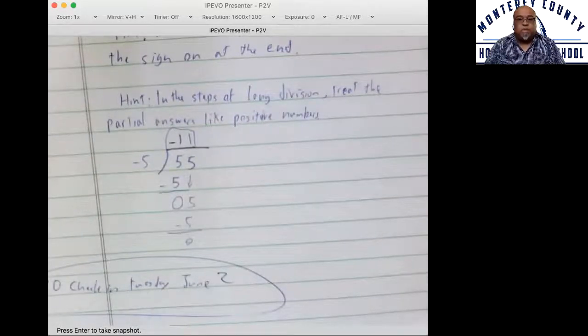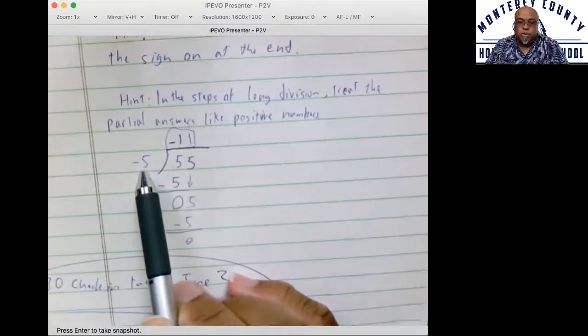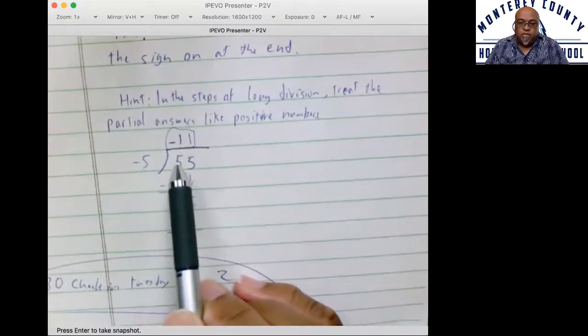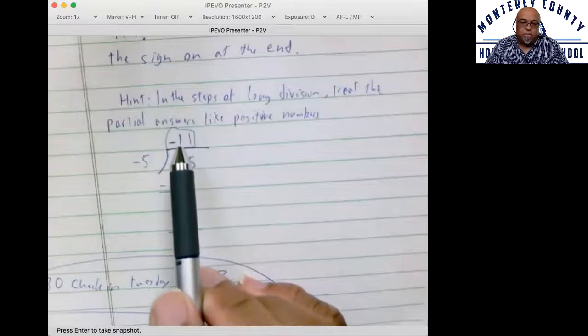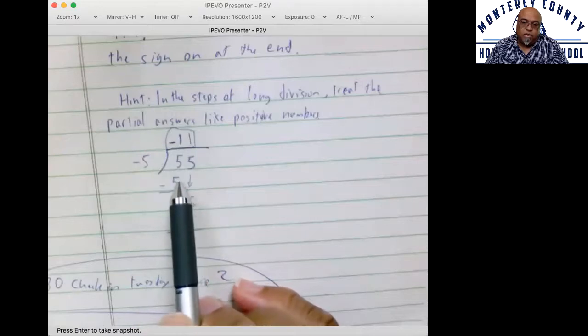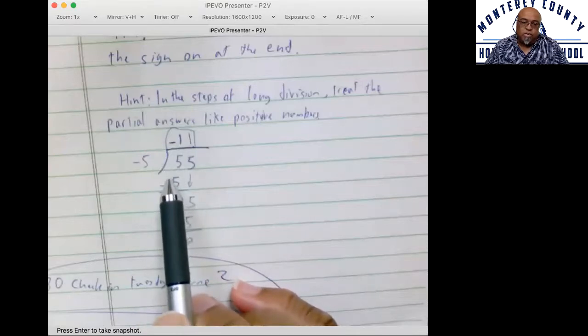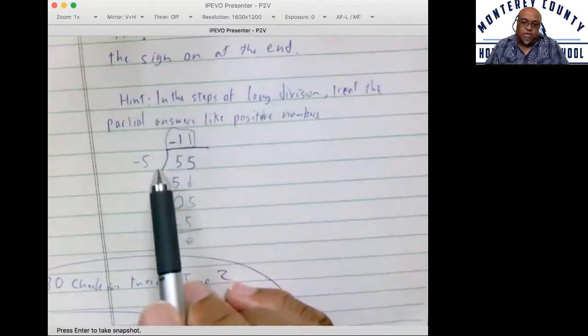In the steps of long division, treat the partial answer like positive numbers. So in a long division problem, I say how many times does negative 5 go into the first 5? It goes in negative 1 times, or it goes in 1 time. 1 times 5 is 5. I wrote the 5 down there. Now, what I don't want you to do is say minus negative 5. In this case, it actually would come up positive 5.